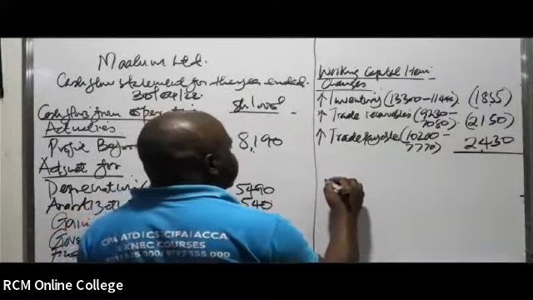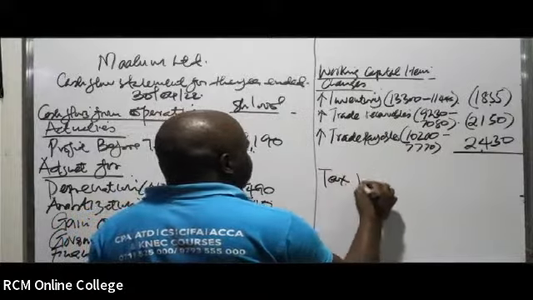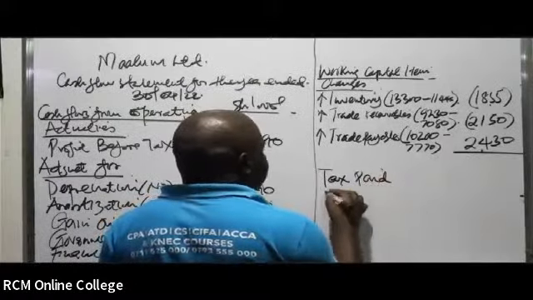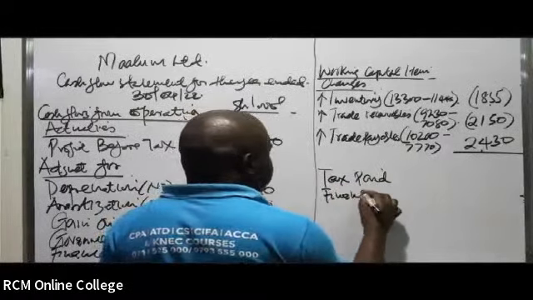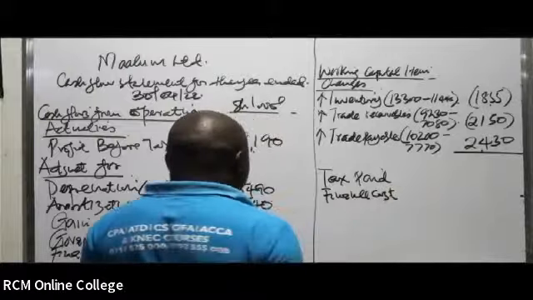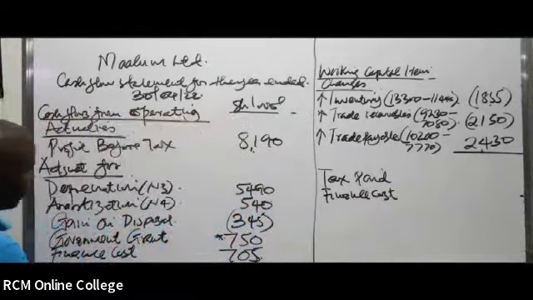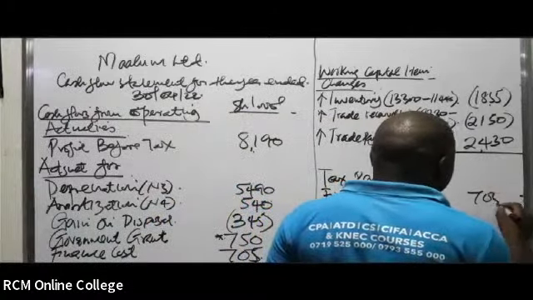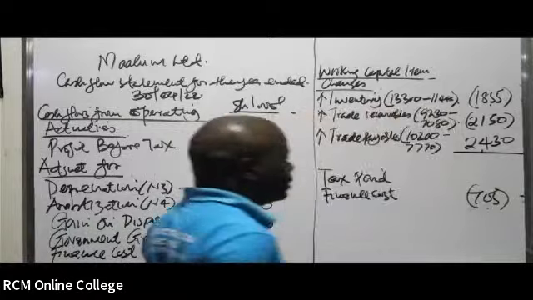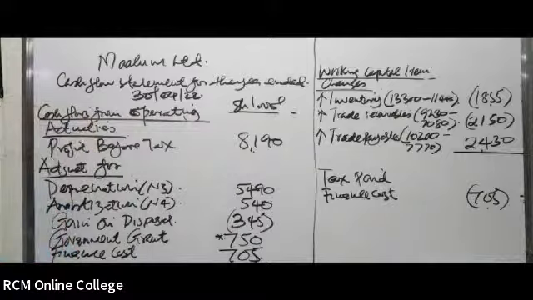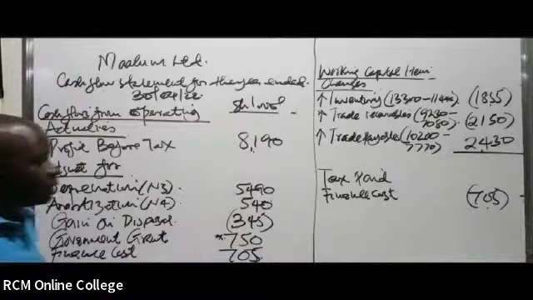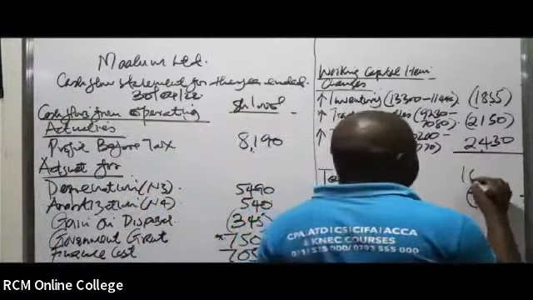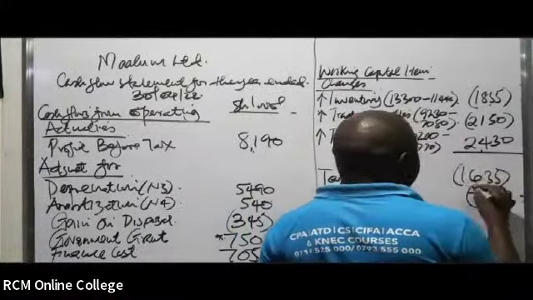Then now we can consider the tax paid and also the finance costs. There was no adjustment for finance costs, so you just pick the figure, which is 705, and deduct it. For the tax paid, we had calculated and I think we were getting 1635. Both of them you deduct.